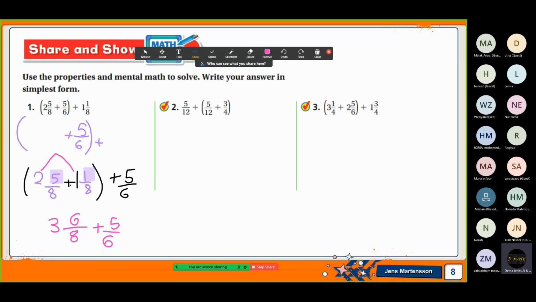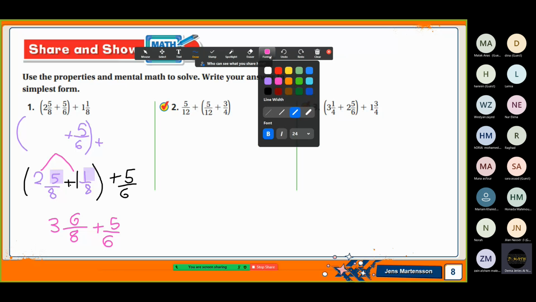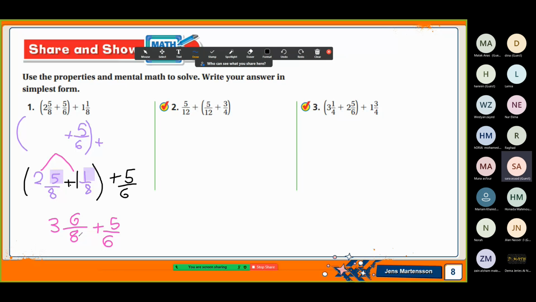So we rearrange the question in order to put the mixed numbers with the same denominators together and the third one out. Then here what do we have? We have 3 and 6 over 8 plus 5 over 6. And we're going to add them together. Now, can we add them together? No, because we don't have the same denominator. Exactly.